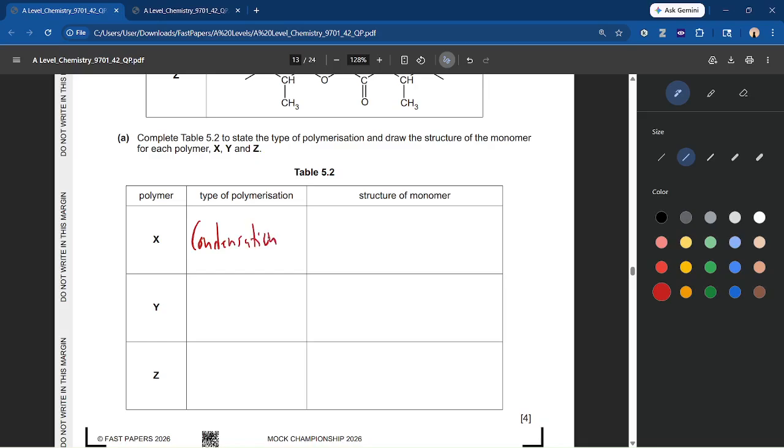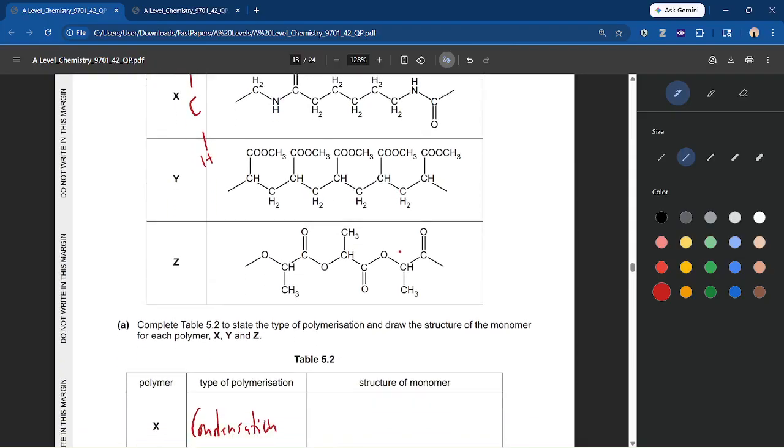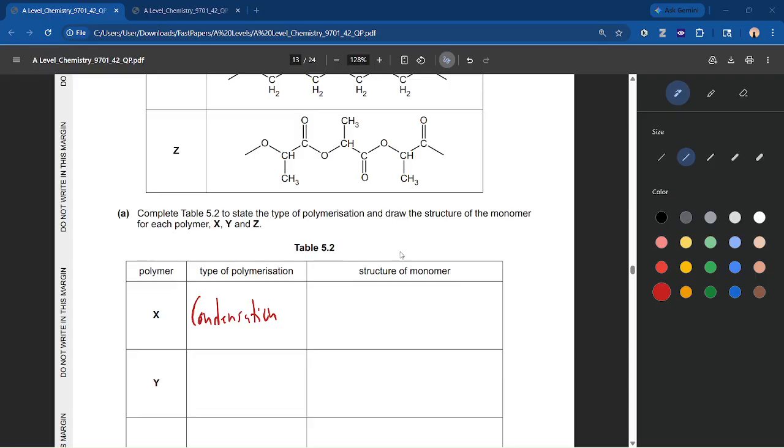Condensation polymerization. And obviously the structure of the monomer is going to be, so if we go up over here, I'll just write it down in structural form. This is going to be H2, this will be CH2, 5, and then COOH.